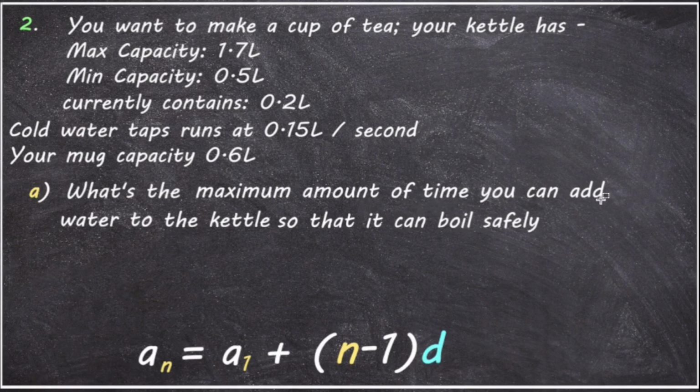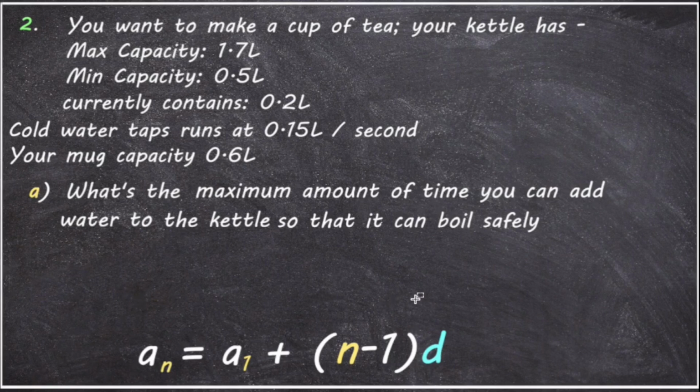What's the maximum amount of time you can add water to the kettle so that it can boil safely? If you overfill the kettle and boil it, the lid may burst open sending boiling water everywhere. So when filling this kettle, at what time must you turn the tap off? Well, again, this is a problem that we can use arithmetic sequences to solve. This is because we have an initial value that we're increasing by the same amount each time. The initial value is 0.2 litres, which is the amount of water that the kettle contains currently, and we're increasing the amount of water by 0.15 litres each time, because that's how much the tap lets through each second.